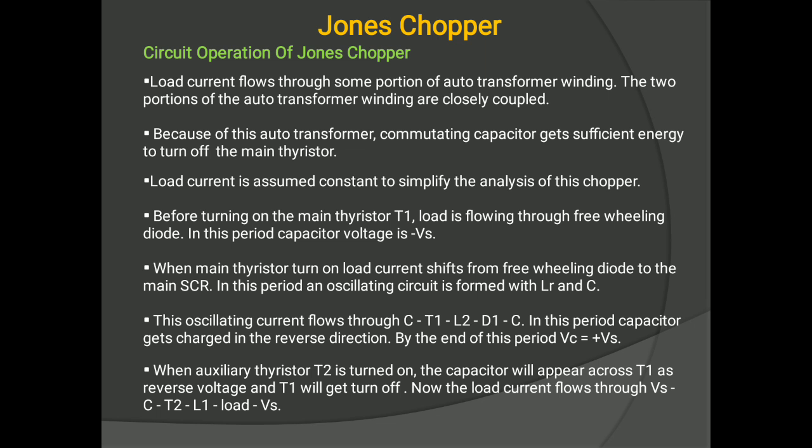Here SCR T2, capacitor, D2 and auto transformer form the commutating circuit for the main thyristor T1. The special feature of this circuit is the step-up transformer T, through a portion of which the load current flows. Here L1 and L2 are closely coupled so that the capacitor always gets sufficient energy to turn off the main thyristor T1.